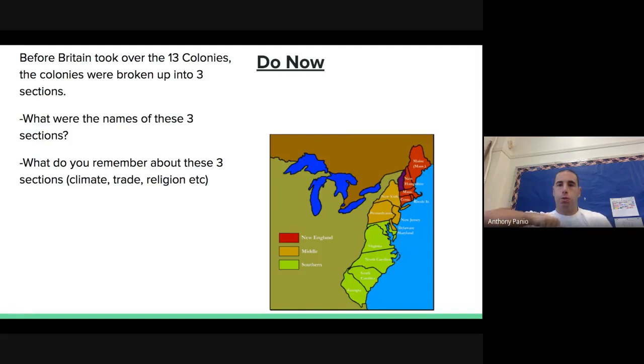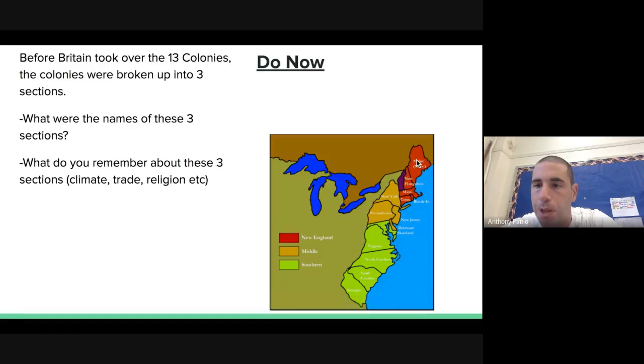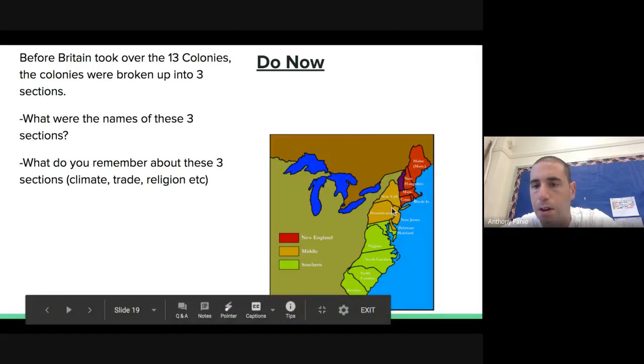So let's go over these. What were the names of these three sections? Well, this was just a little bit of map skills. Sometimes don't underestimate the power of being able to look at a map and figure out. You have a key on the left here that names the three sections of colonies. In red, you have the New England colonies. In orange, you have the middle colonies. That's where New York is located. And then in the south, you have the southern colonies in green.